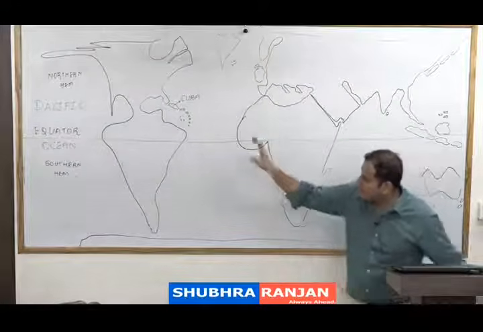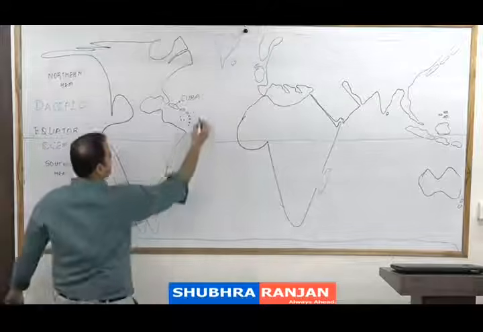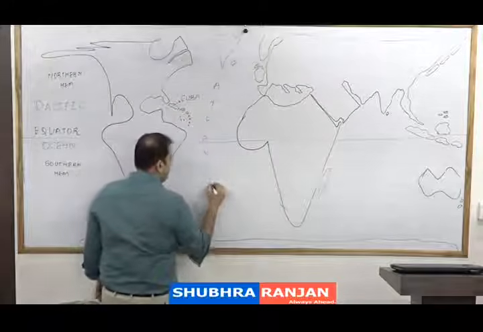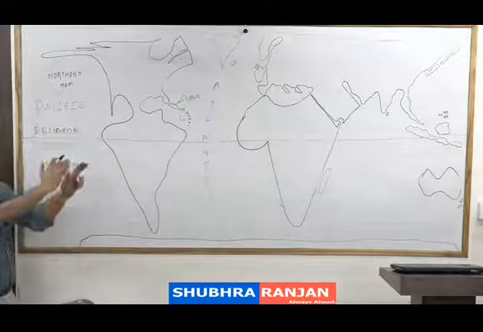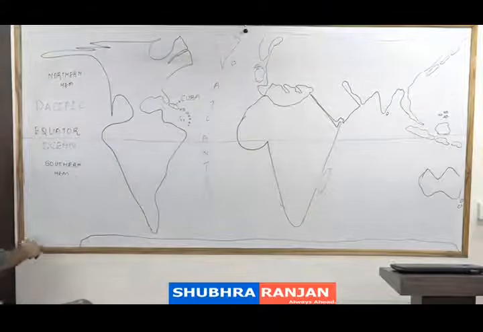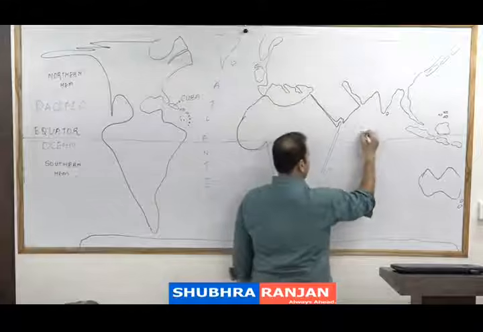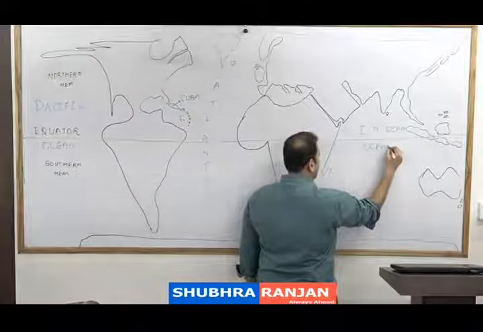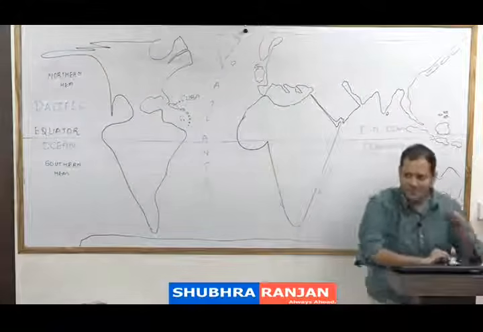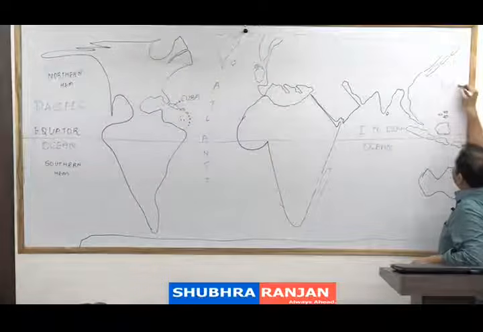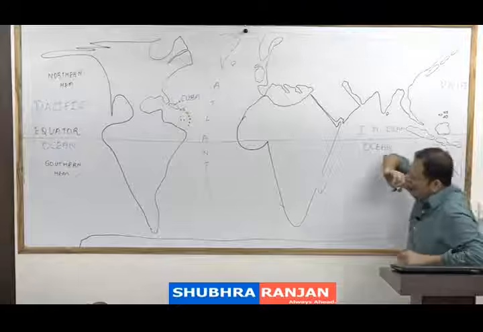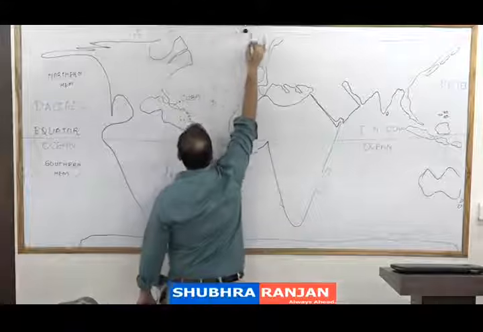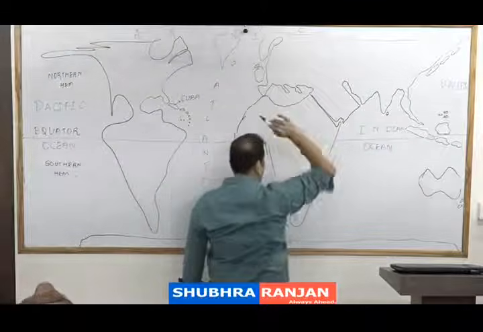Uske baad what is the name of this ocean? It is an Atlantic Ocean. Can I say Atlantic Ocean has somewhat S shape? What is the third ocean here? Indian Ocean. What is the fourth ocean here? Is also Pacific. Arctic is up.